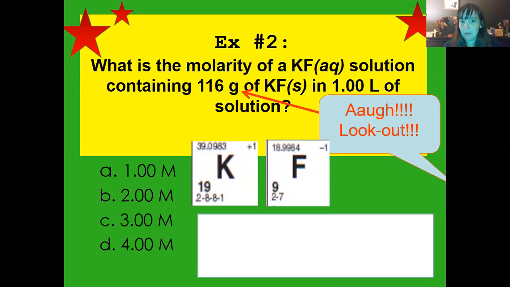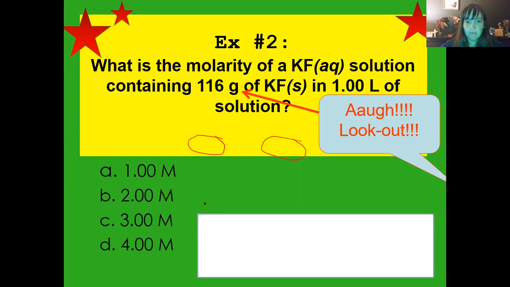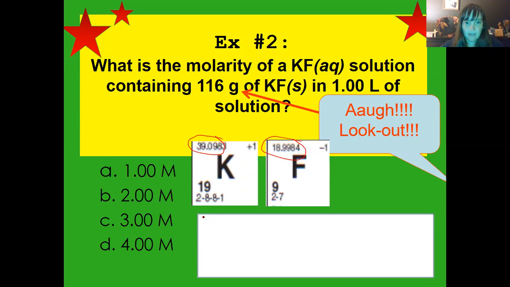Okay, let's look at the gram formula mass of potassium fluoride to figure out how many moles 116 grams is. Well, potassium weighs 39, fluorine weighs 19, so that makes 58, right? So 58 grams per mole. That's the gram formula mass, and we've got 116 grams.